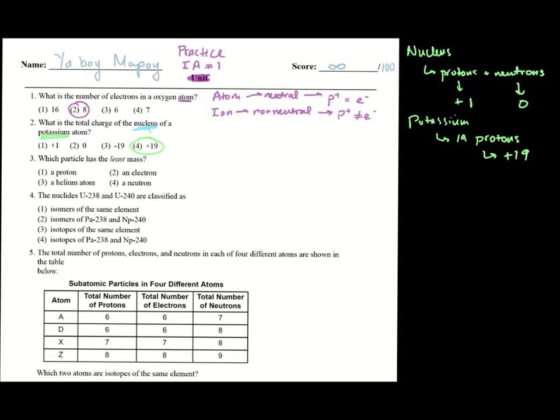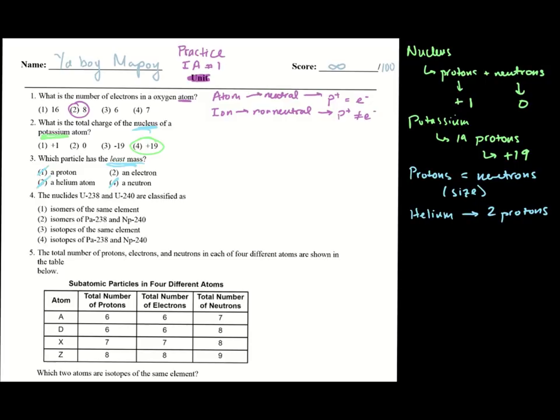Number 3, which particle has the least mass? So we're looking for the smallest one in size. Protons and neutrons are equal in size, so their masses are the same. A helium atom, on the other hand, is big. A helium atom already has more than 1 proton; this one happens to have 2 protons. So that itself is big, including the neutrons too.